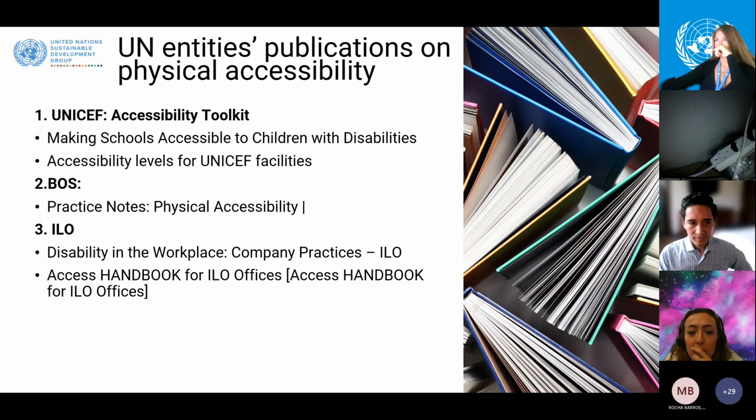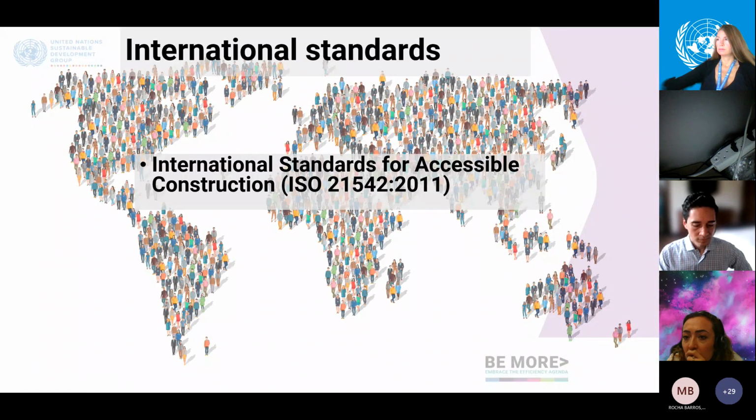As for the international standards for assessing physical accessibility, we have the international standards for accessible construction. It's called ISO 21542:2011, and you can request an electronic copy from the website.